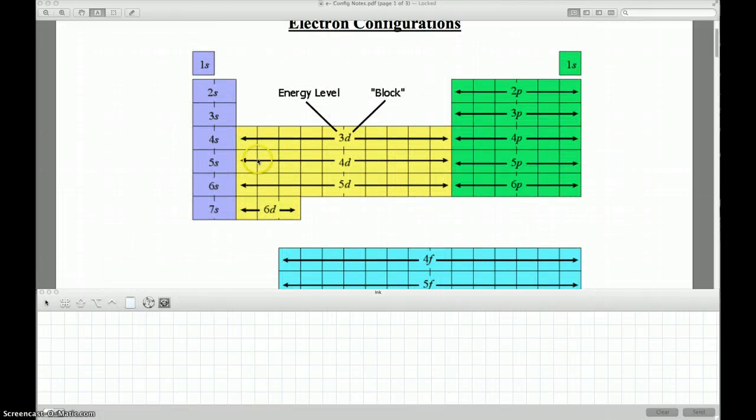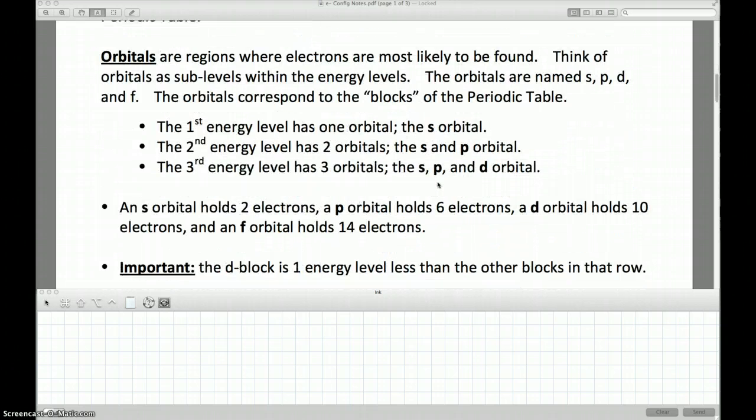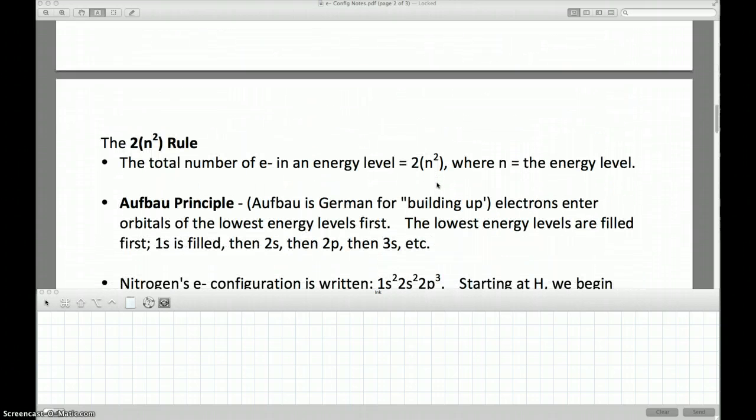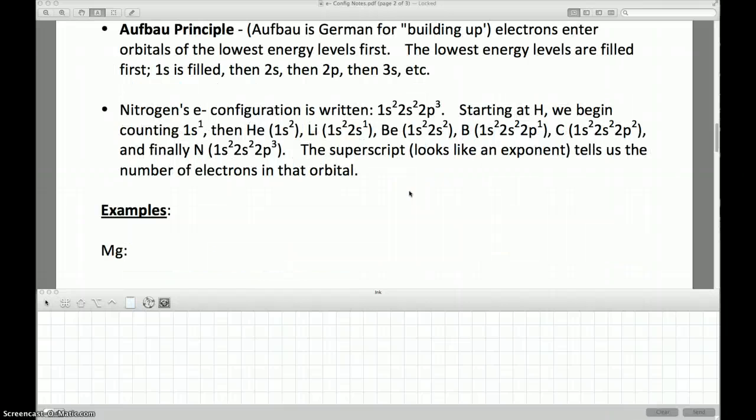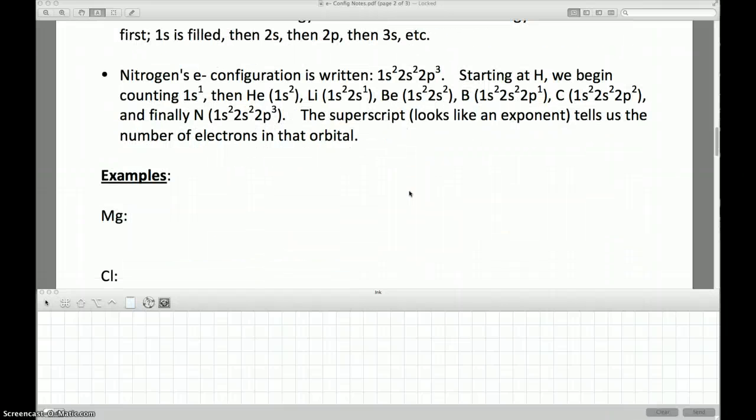Another way to figure that out is we count out the number of boxes that have the big 3 in front. So here, 1, 2, 3, 4, 5, 6, 7, 8, 9, 10, 11, 12, 13, 14, 15, 16, 17, 18. So it's two different ways to come at the same answer. The 2n2 rule is just a little quick mathematical trick. I will let you read the last of those notes here. I want to get to some examples and show you how to actually do this.